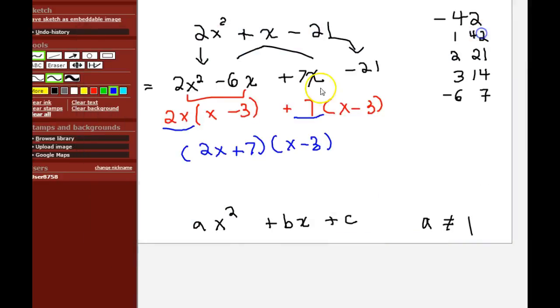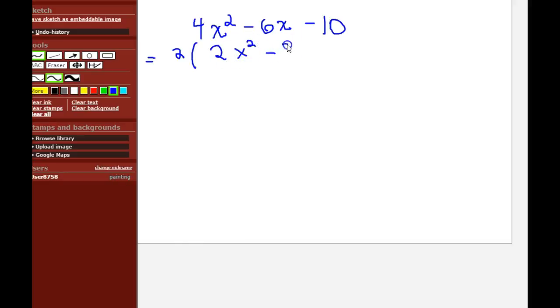Awesome. So let's do another one. And we're going to do one this time where we're going to take out the greatest common factor. So let's work on that one now. I'm trying to think of one to do. Okay, here we go. 4x squared minus 6x minus 10. Well, 2 goes into all of these. So I'm going to say this is equal to 2, and then I have 2x squared minus 3x minus 5.